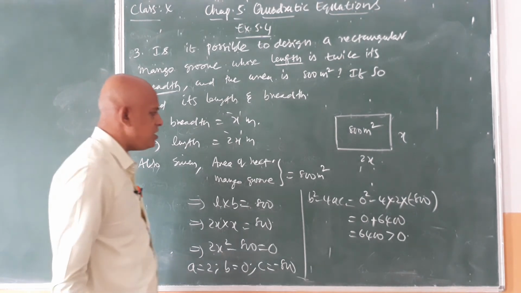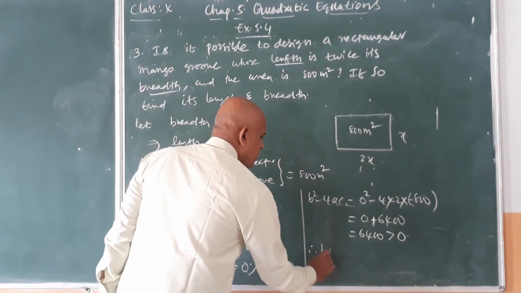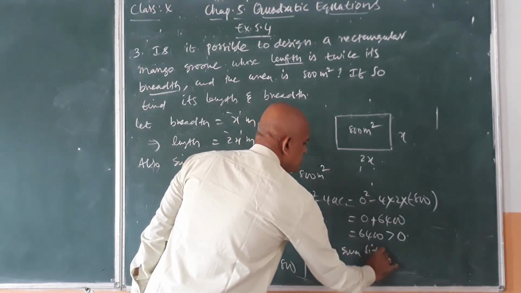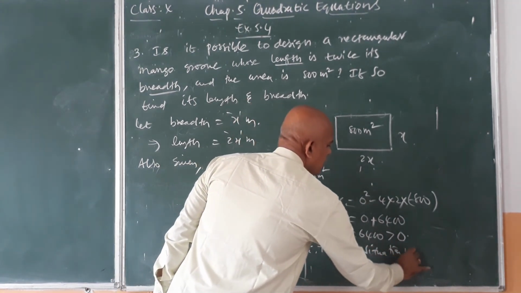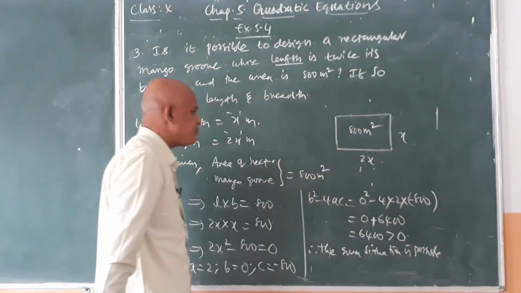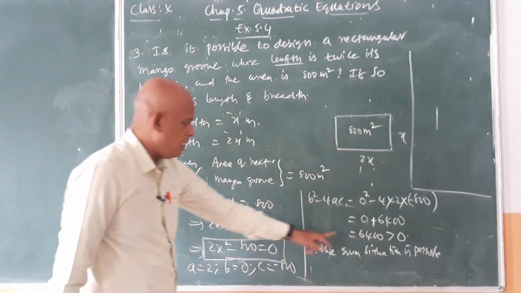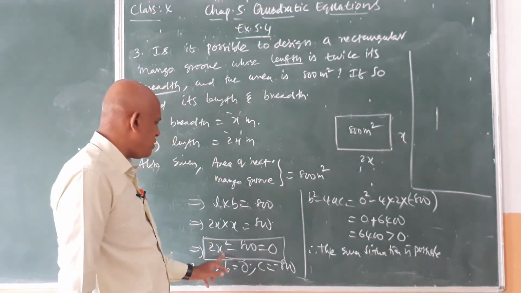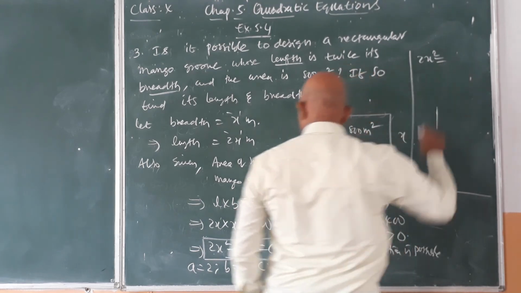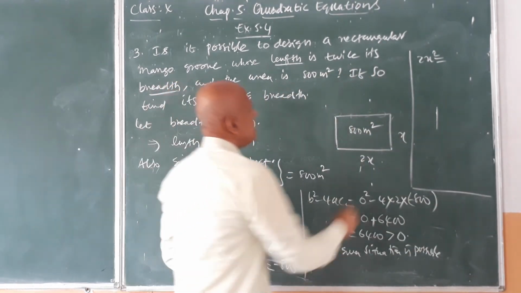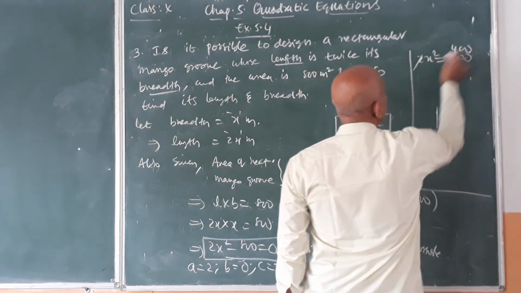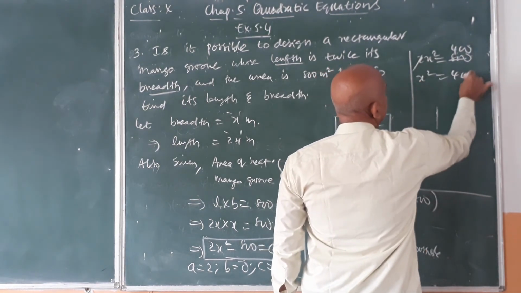Therefore, the given situation is possible. Okay, now it is greater than 0. Now I take the equation 2x square minus 800 is equal to 0. 2x square is equal to 800 on this side, plus 800. 2 cancels here, 2 into 400. x square is equal to 400.